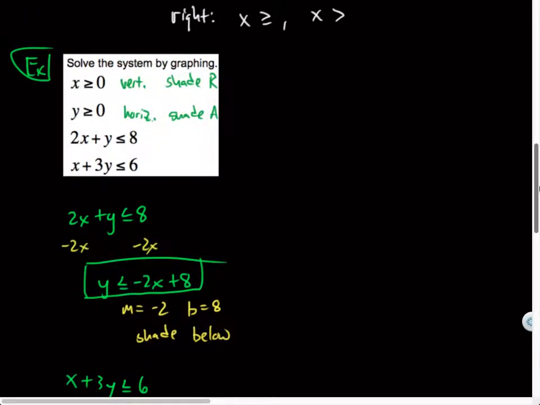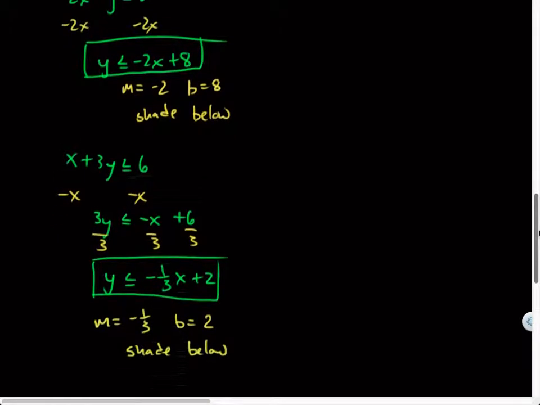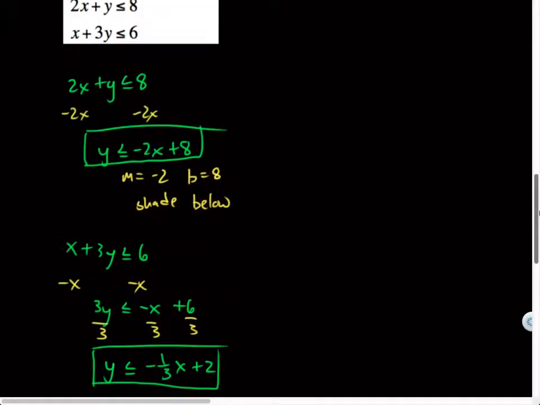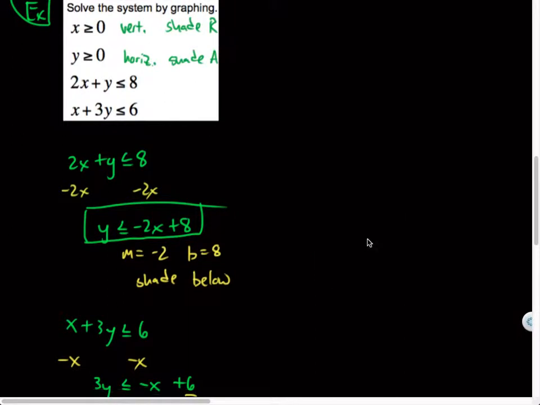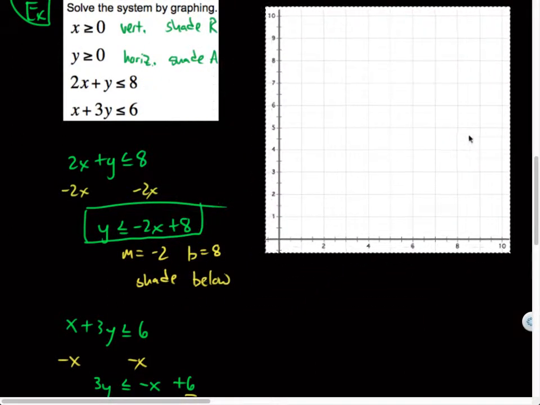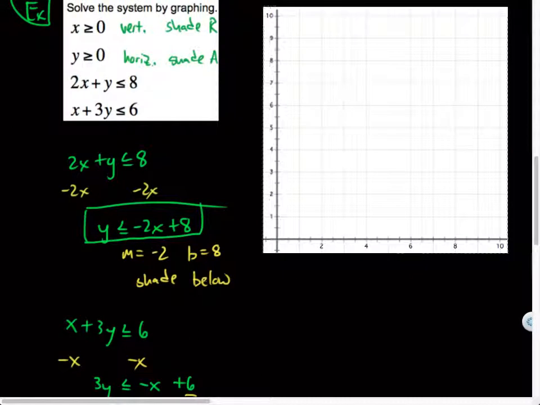So my first two lines are a vertical at 0 and a horizontal at 0, and those are shaded above or to the right. These two lines have positive y-intercepts and negative slopes and are shaded below. I think my graph is going to exist primarily in which quadrant? It's going to be in the top right quadrant.